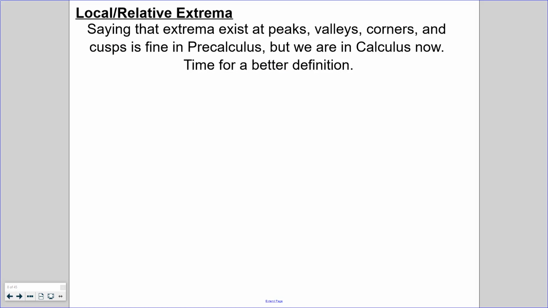Alright, so saying that extrema exist at peaks, valleys, corners, and cusps is fine when we were in pre-calculus. But now, after 2 units of calculus, it's time for a better definition. We can do better than just saying it's the highest or the lowest points, because we know all about limits. We know all about derivatives, rates of change, tangent lines, slope, all kinds of stuff now. So we can put that to good use.